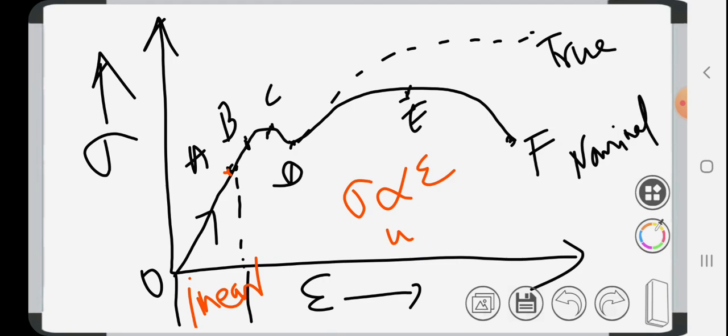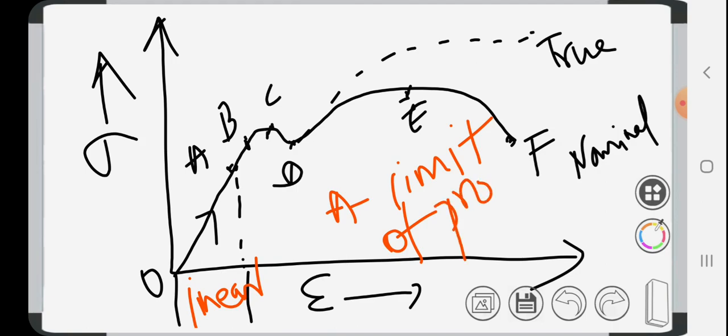So A is called the limit of proportionality. The point A is called the limit of proportionality. Note it down. A is nothing but the limit of proportionality. So it is evident from the graph that stress is proportional to strain, or elongation is proportional to the load, giving a straight line relationship or a linear relationship. So this law of proportionality is valid up to point A. So we can say that point A is the ultimate point where the linear nature of the graph stops.